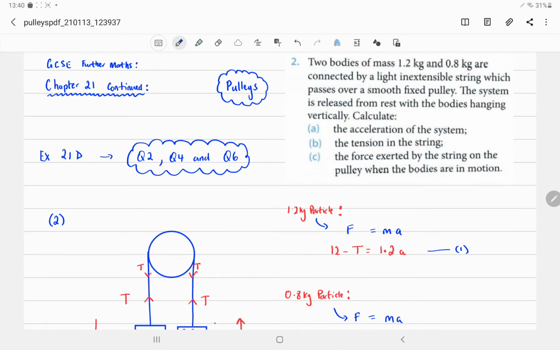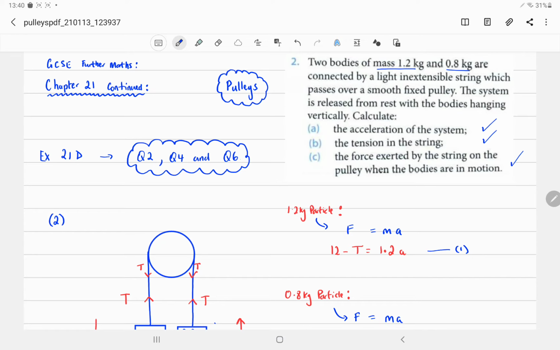So this is question 2. 2 bodies of mass 1.2 and 0.8 are connected by a light inextensible string which passes over a smooth fixed pulley. Exactly the same type of question. The system is released from rest with the bodies hanging vertically. Calculate the acceleration of the system, tension in the string, and the force exerted by the string on the pulley.